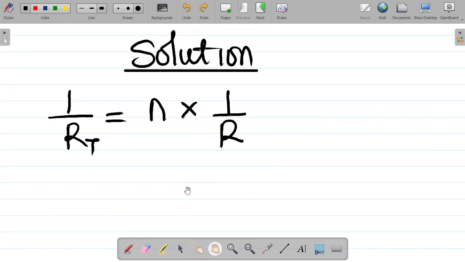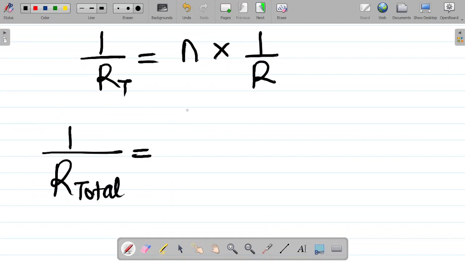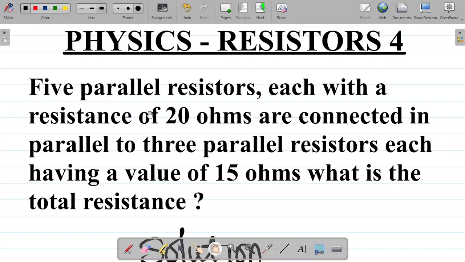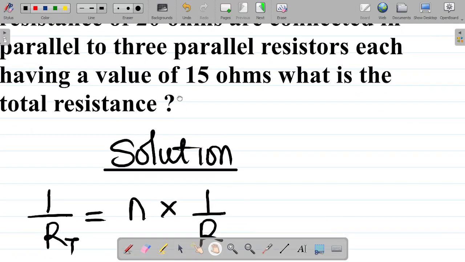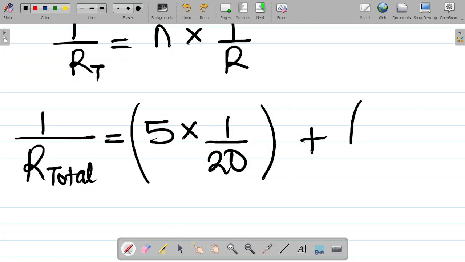So for this, we have that 1 over R total is equal to 5 resistors, so 5 times 1 over each with a resistance value of 20. This expression gives us the value for the first 5. They said it is also connected in parallel, so all I have to do is find this one first. Since it's in parallel, it becomes plus. So I'll put this one in the bracket there, plus, open a bracket. Let's get the next one there.